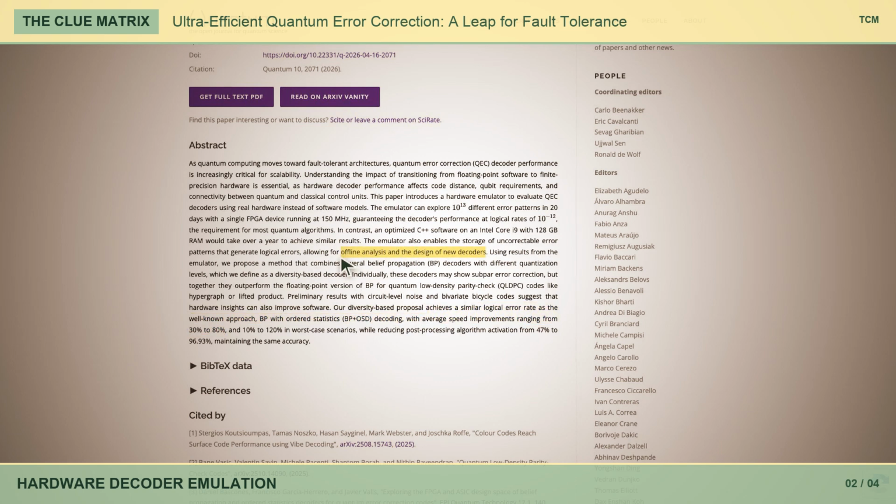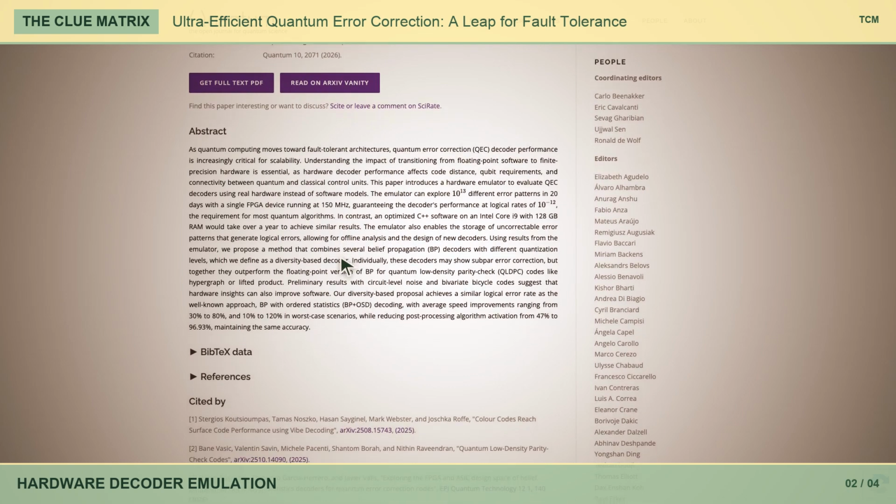Another crucial aspect of this emulator is its ability to store uncorrectable error patterns, allowing for offline analysis and the design of new decoders. This is analogous to how classical hardware designers use sophisticated emulators to find corner case bugs before silicon fabrication. That's brilliant. It's like a forensics lab for quantum errors. Identifying those specific failure modes gives engineers precise targets for improvement, which is a much more efficient development process than broad, generalized optimizations.